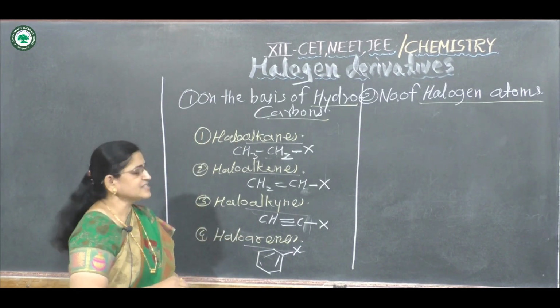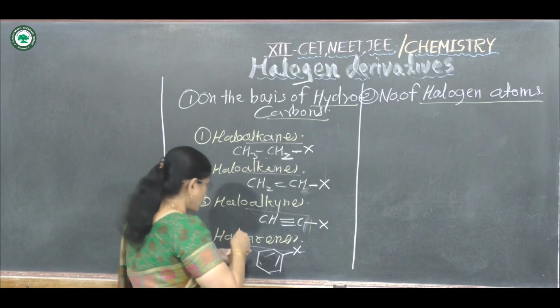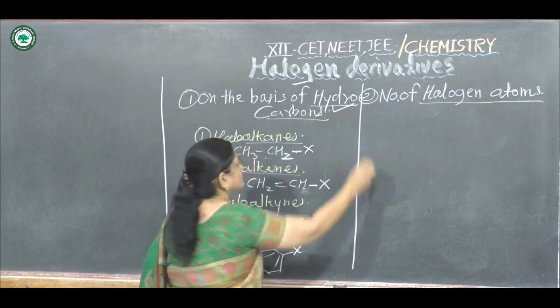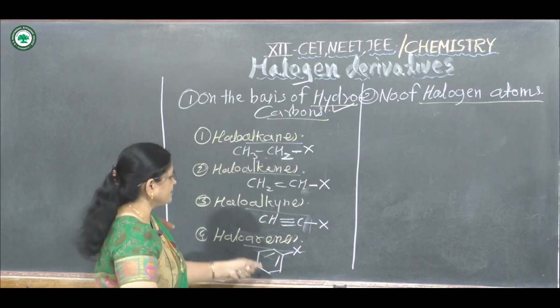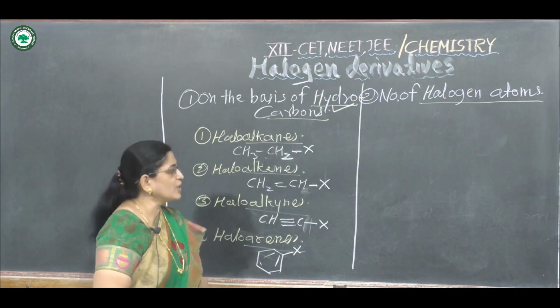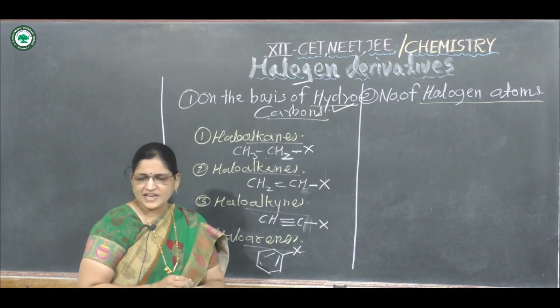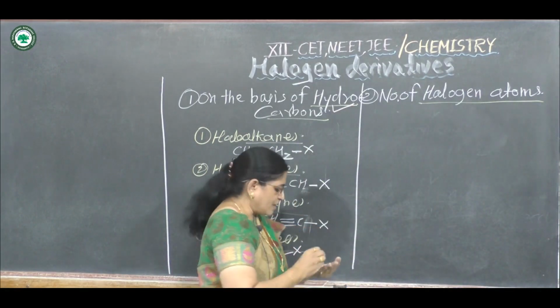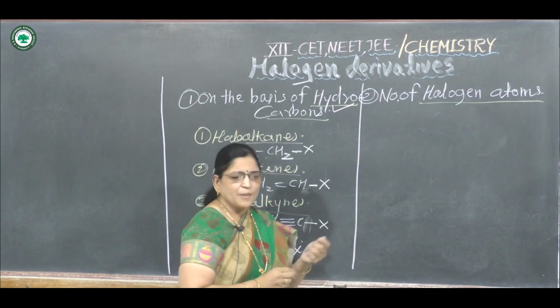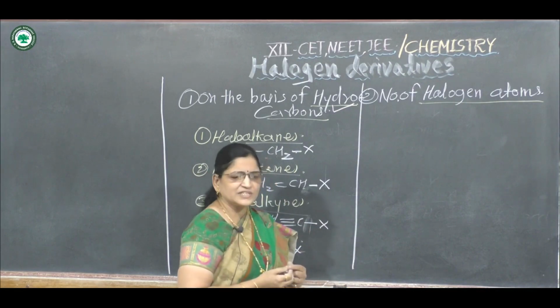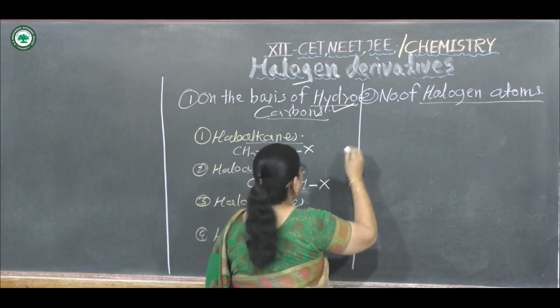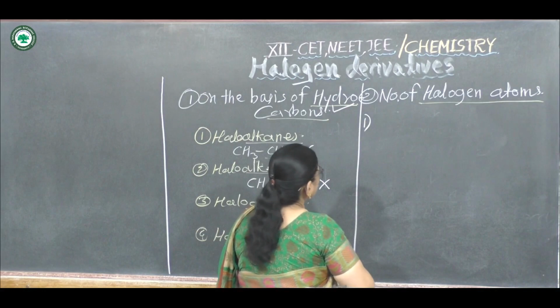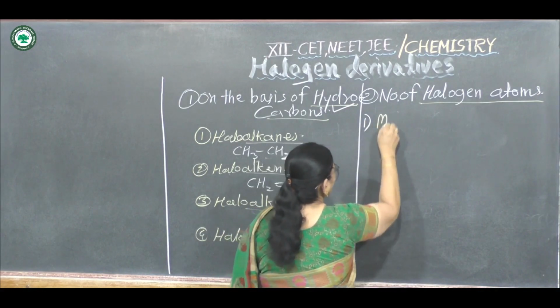In this way, these are classified on the basis of hydrocarbon skeleton. Then the second one is the number of halogen atoms. Based on the number of halogen atoms present in the compound, halogen derivatives are classified as: first, monohalogen derivative.